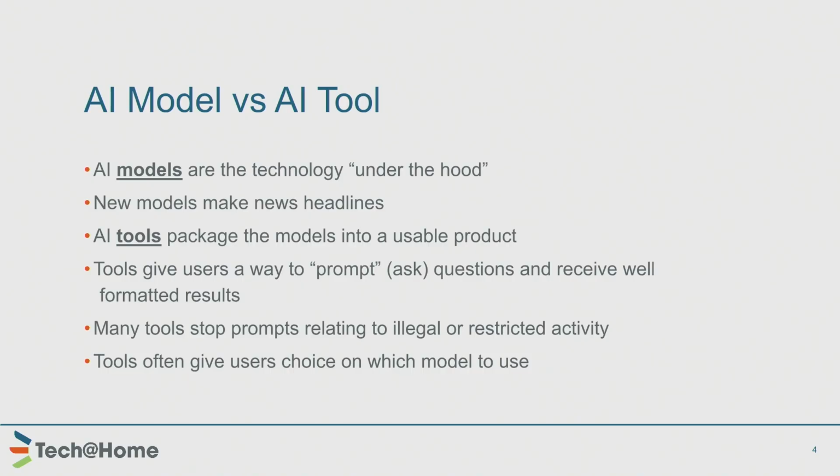AI tools, however, is sort of what's packaged together, what's pieced together and made into a usable product. So you as the end user would be the one using an AI tool. Tools give users a way to prompt, which prompt is just a term for asking a question. So you are prompting a question and receiving a well-formatted result from the AI tool. Many tools will stop prompting if it is illegal or restricted content based on guidelines set by the creator. And then tools will often give you a choice on which underlying model to use if you go through the settings.